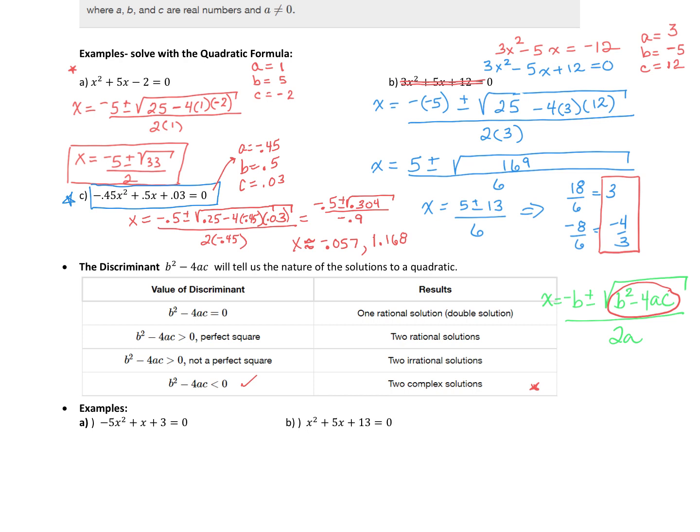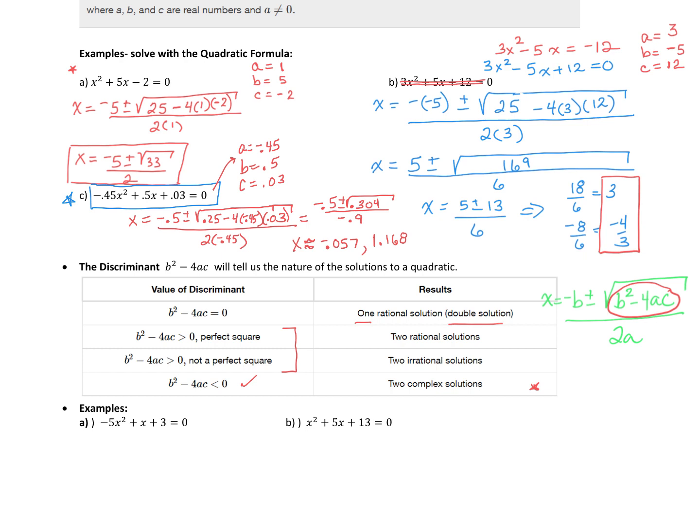If it were positive, we would get either 2 rational solutions or 2 irrational solutions, but either way you're going to get 2 solutions. And if it's exactly equal to 0, you're going to get only 1 solution, but it's going to be a double solution.